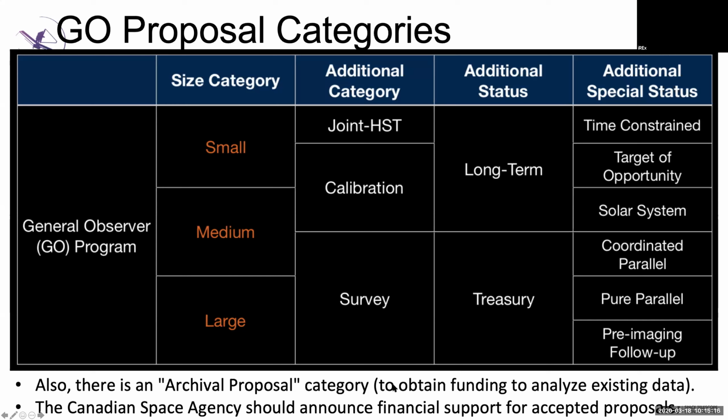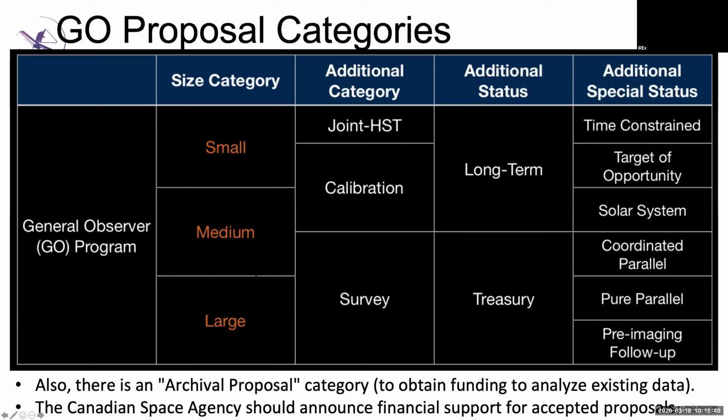There's a different archival proposal category that applies to US-based PIs, because that allows them to get some funding from NASA using existing data, either GTO or ERS data. But the Canadian Space Agency should announce financial support for accepted proposals for Canadian proposals also, but it's not yet official. This early in the mission is a bit of a stretch to ask for archival, but in later cycles, it may actually be very handy.